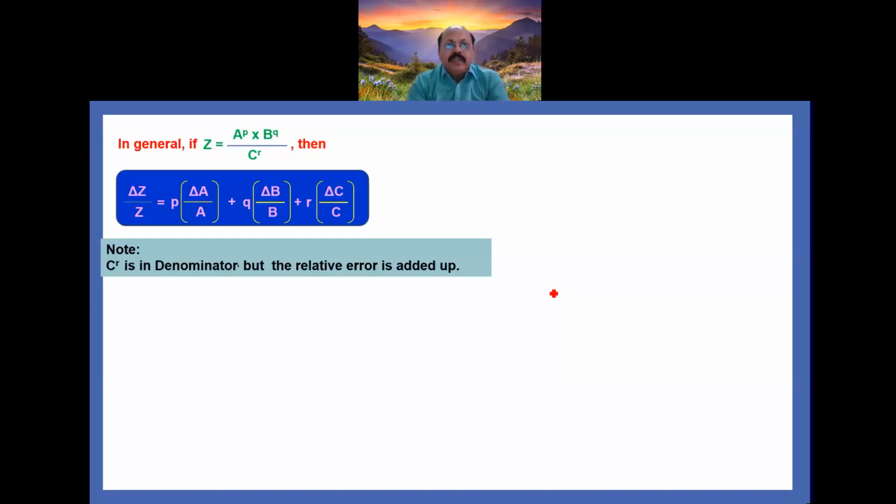Also you have to remember that in the division case also, we have to take the sum of the random errors of the individual quantities. The same concept we have applied here.